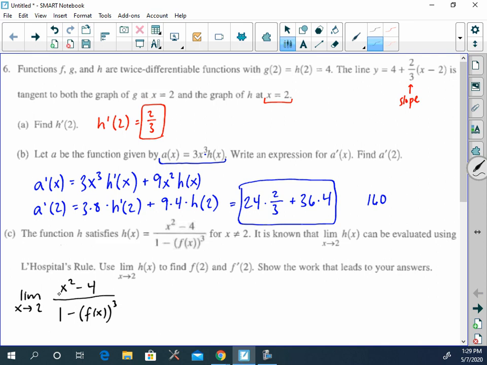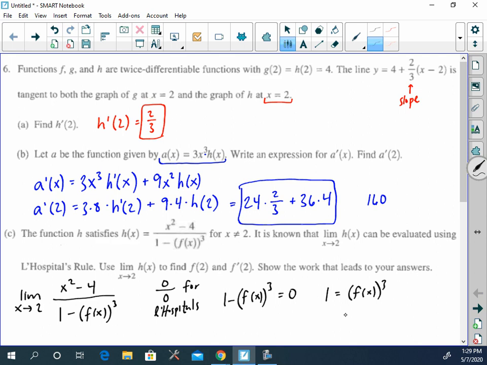If I plug 2 in, doing my direct substitution, I would get 0 on the top. So I want this to be 0 on the bottom so that I can apply L'Hopital's, because it says it can be evaluated using L'Hopital's. So in order for this to be a L'Hopital's problem, we know that 1 minus f of x cubed would have to equal 0 in order to get us that 0 over 0 that's needed for L'Hopital's. And then if we solve this, I would add the f of x cubed over, so then I would get 1 equals f of x cubed.